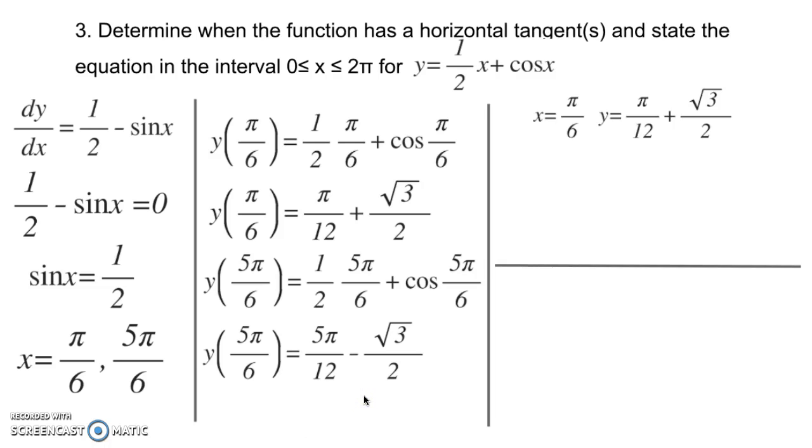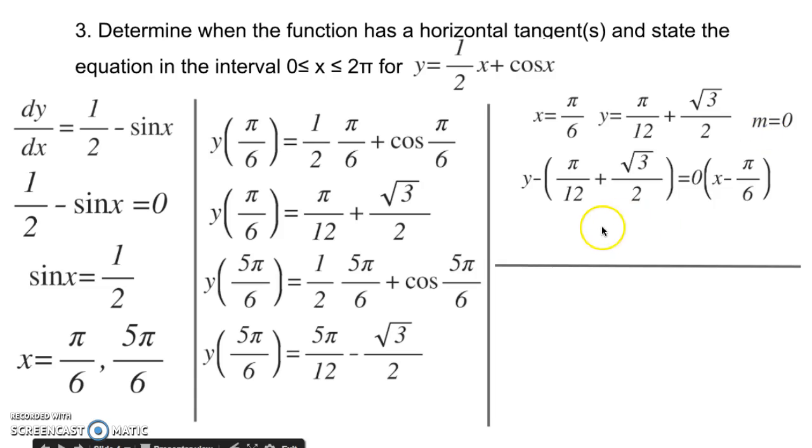With the x value, y value, and slope of 0, we can determine the equation for the horizontal tangent. The first horizontal tangent equation, using x equals pi over 6 and y equals pi over 12 plus radical 3 over 2 with a slope of 0, we would get y minus quantity pi over 12 plus radical 3 over 2 equals 0, x minus pi over 6. Once the 0 is distributed and the quantity pi over 12 plus radical 3 over 2 is moved over, we would get y equals pi over 12 plus radical 3 over 2.